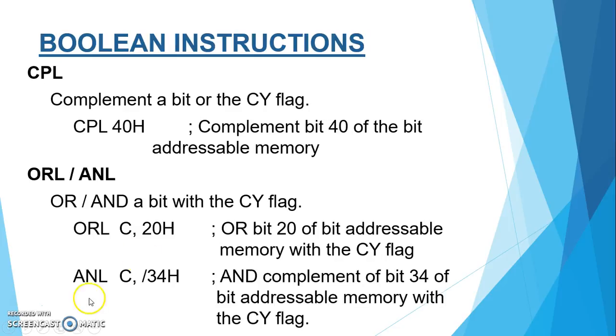Similarly, you can write ANL C, /34 hex. When I write /34 hex, if 34 hex is holding 0, then it will be complemented to 1. And if it is holding 1, then the location content will now be 0. So ANL is for the ANDing operation on a single bit. Keep in mind, we are performing this operation on single bit source and destination operands.